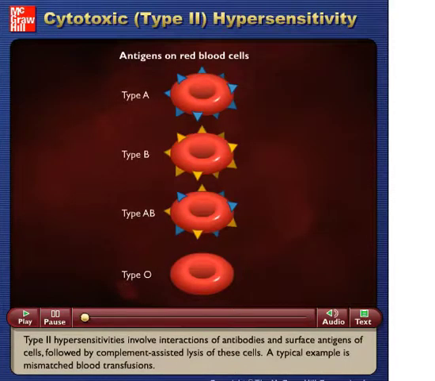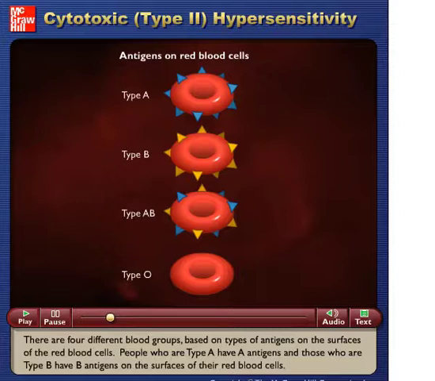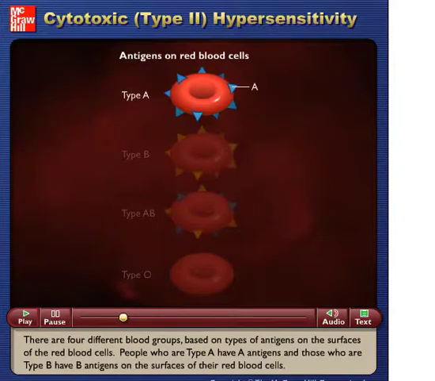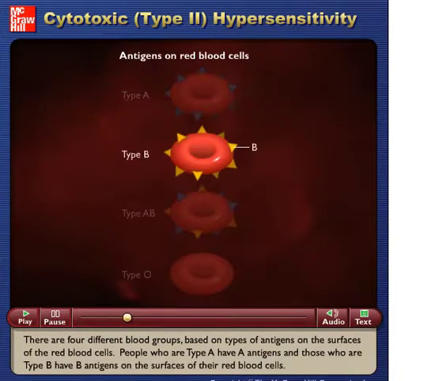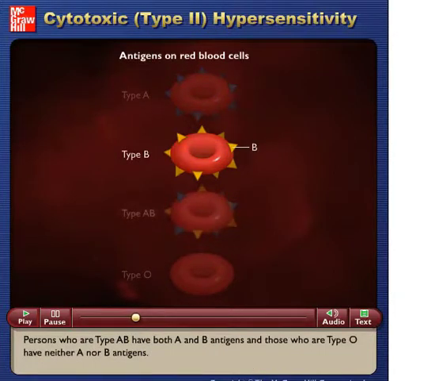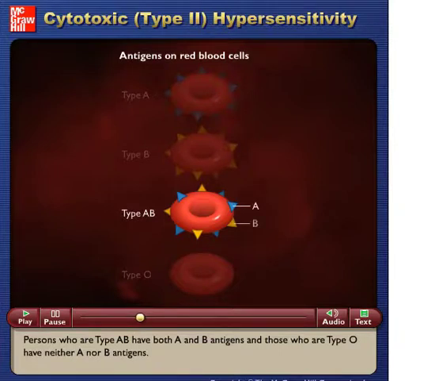Type 2 hypersensitivities involve interactions of antibodies and surface antigens of cells, followed by complement-assisted lysis of these cells. A typical example is mismatched blood transfusions. There are 4 different blood groups, based on types of antigens on the surfaces of the red blood cells. People who are type A have A antigens, and those who are type B have B antigens on the surfaces of their red blood cells. Persons who are type AB have both A and B antigens, and those who are type O have neither A nor B antigens.